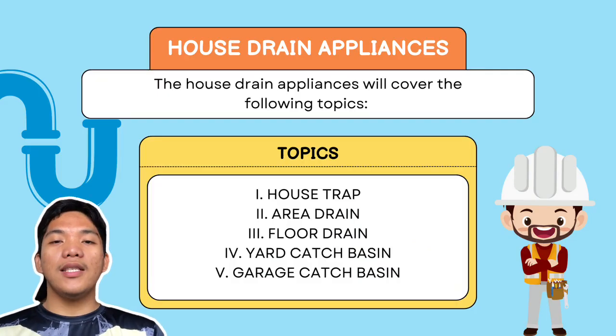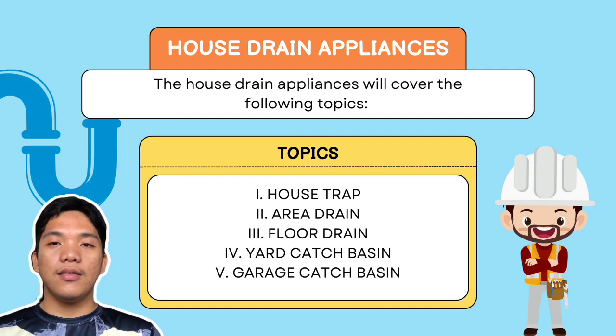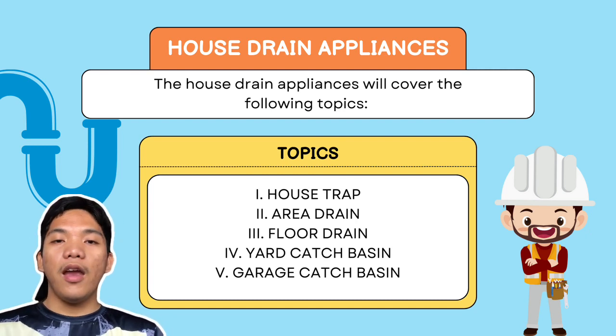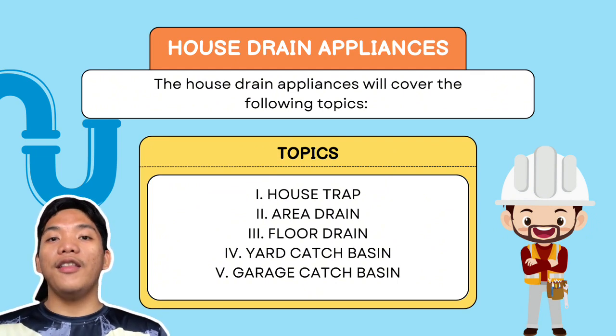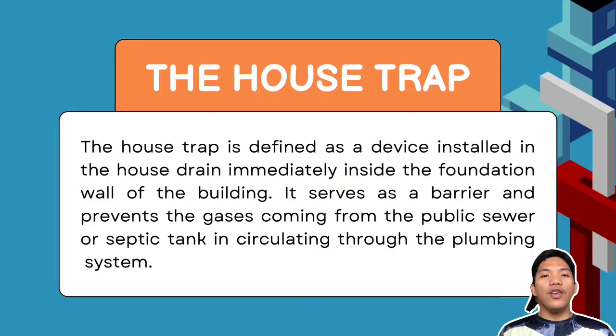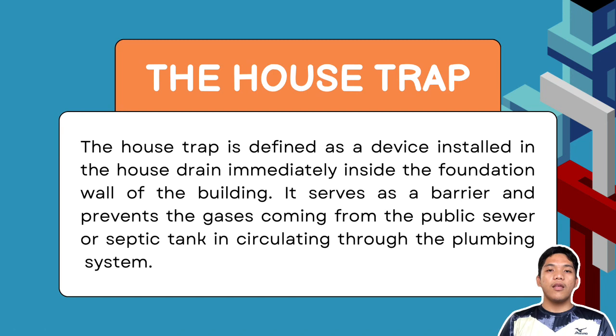The house drain appliances will cover the following topics: the house trap, the area drain, the floor drain, the yard catch basin, and the garage catch basin. To give you better insights, a house drain is basically a system that is made up of these appliances. Imagine your house na walang proper sewage system, it would be harmful to your health as well as financially. Now, let's begin with our first topic, the house trap.